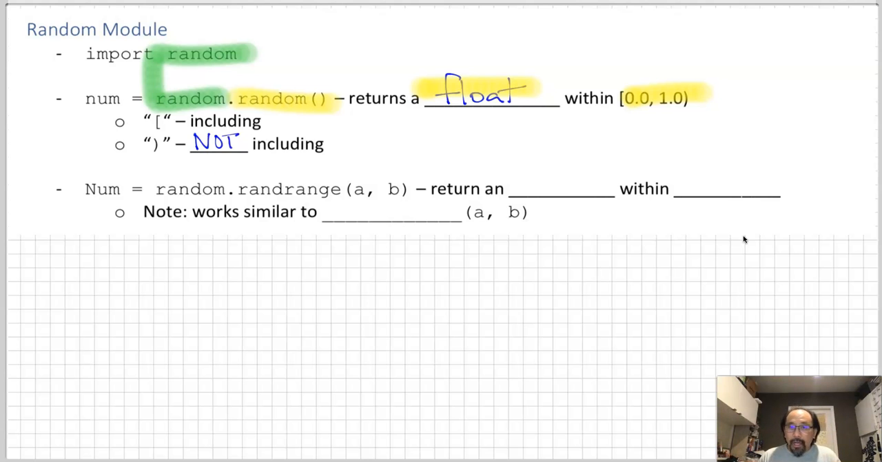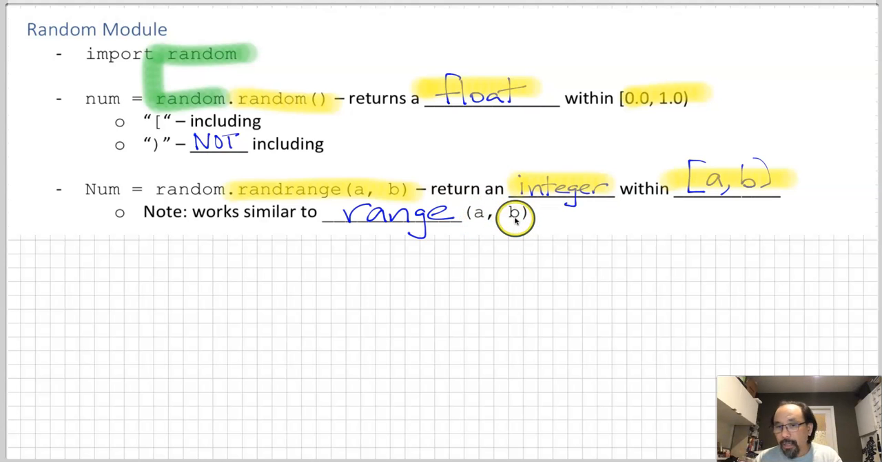Function number two, instead of generating a floating point number, generates an integer. So randrange generates an integer within a certain boundary. So just like the range function generates a number or a sequence of numbers starting from A up to B but not including the B, randrange generates a single integer that is between the value A and up to but not including the value B.